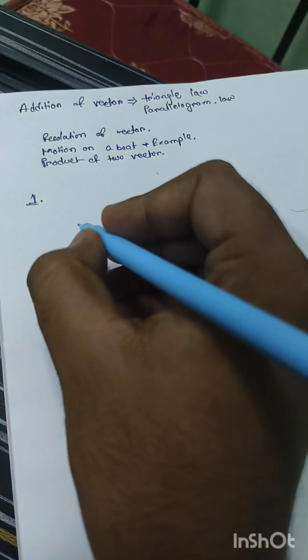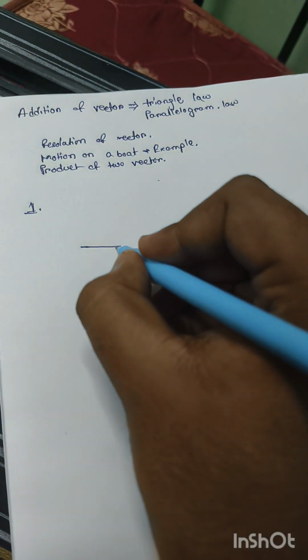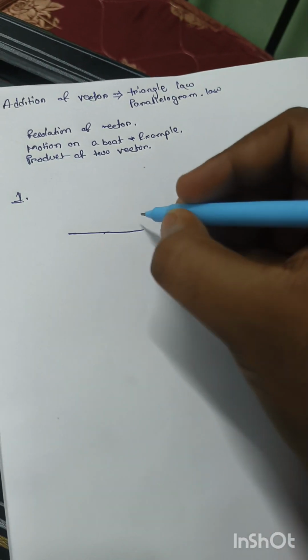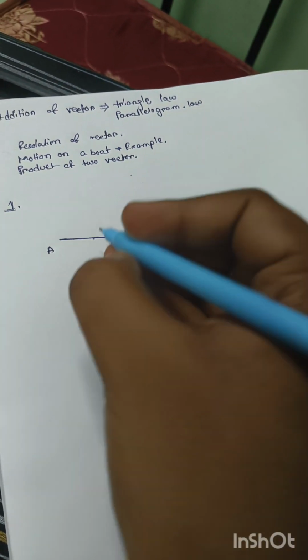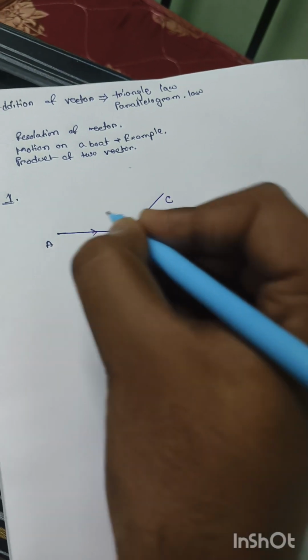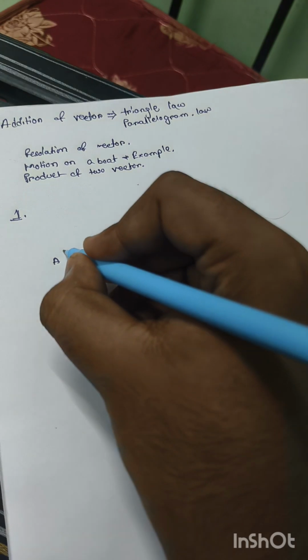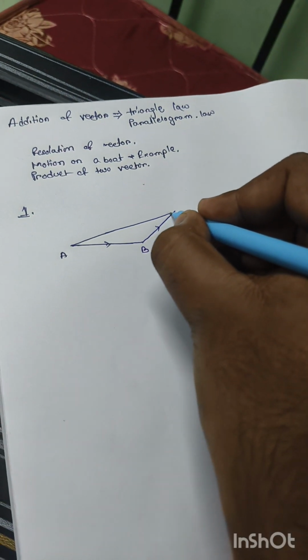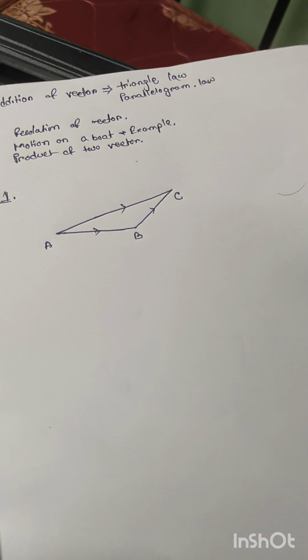Now, first we learn about the triangle law. First draw a simple diagram. For example, suppose you go from A to B, then from B to C. Then your total displacement is from A to C. So we know that a vector does not depend on the path. A vector depends on the final and initial point.